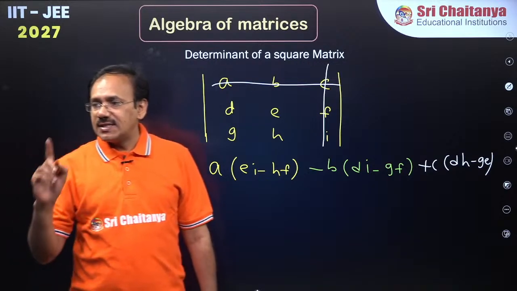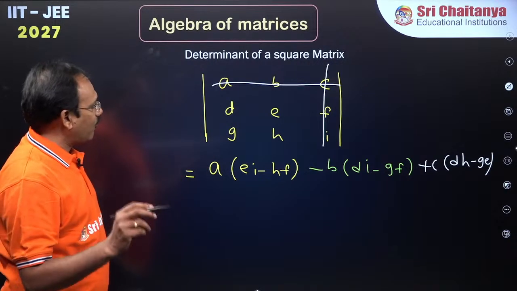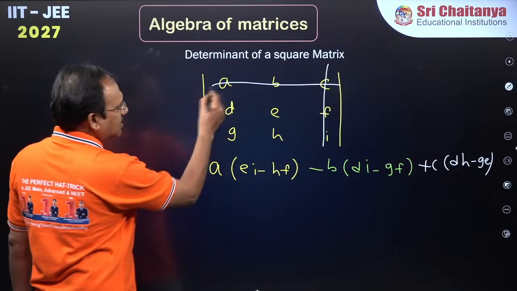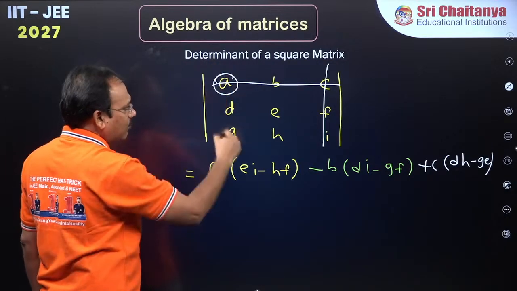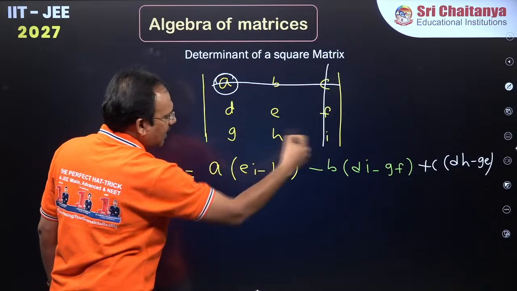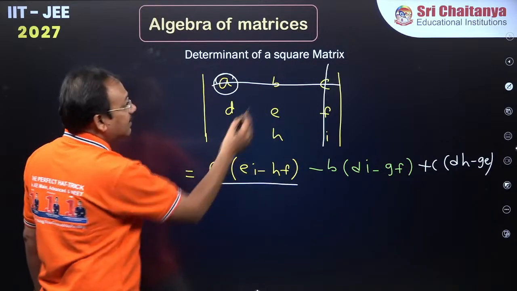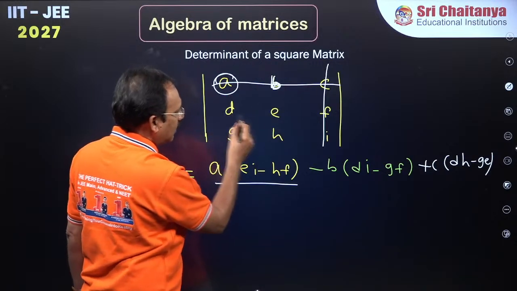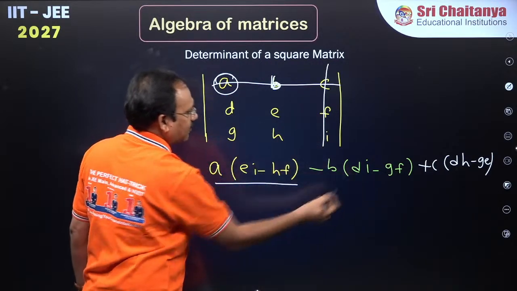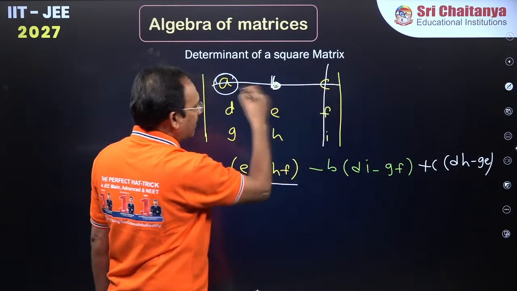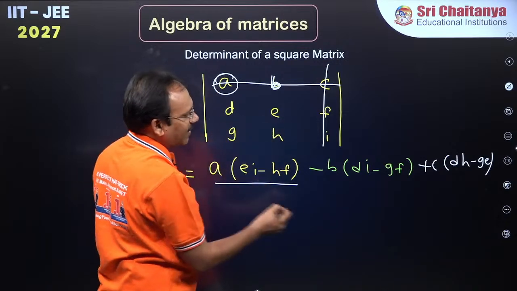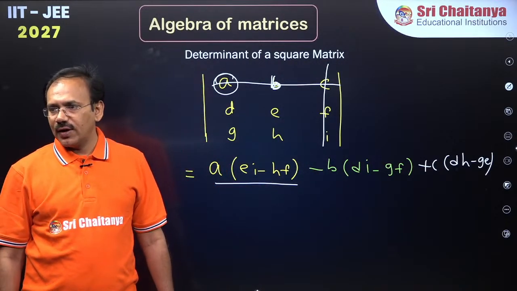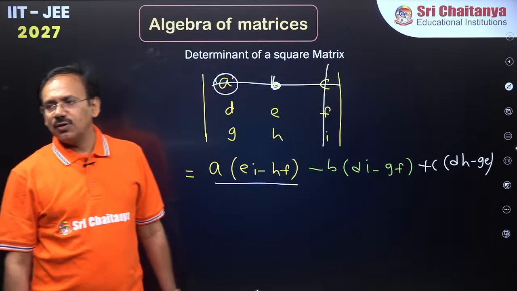Once again, step 1: first take this element, remove this row and this column, EI minus HF. Then minus of this element you have to take, remove this, DI minus GF, plus this element C into DH minus GE. That's all. Okay.